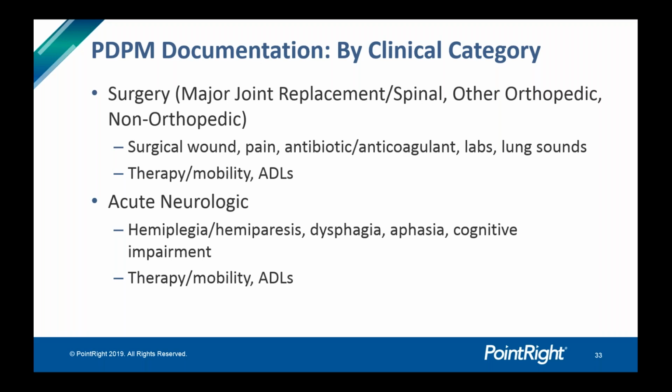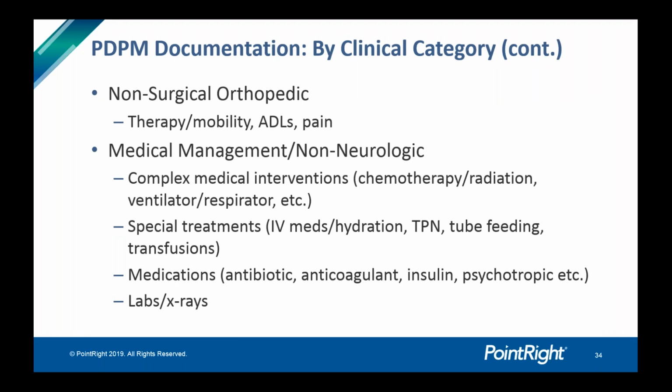Acute neuro, same deal. What's going on that's related to that neurologic event? The dysphagia, the aphasia, any cognitive changes, a hemi, and their mobility, their ADL changes, maybe any mood changes that may be related to that stroke as well. Non-surgical orthopedic, again, therapy, mobility, ADLs, pain, if it's related to a fracture, would be tied in with that non-surgical ortho category.